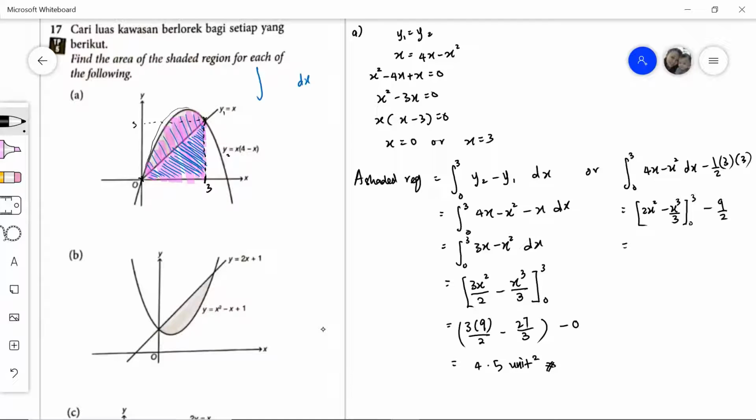Then we substitute the 3 in. 3 squared is 9. 9 times 2 is 18. Minus 3 cubed is 27 over 3. And then we substitute 0 in. We got 0. And then minus 9 over 2. So this simplifies to 18 minus 9, which is 9. So 9 minus 9 over 2. So we got 4.5 as well. So both methods are acceptable, unless the question says use the calculus method, then we have to use integration fully.